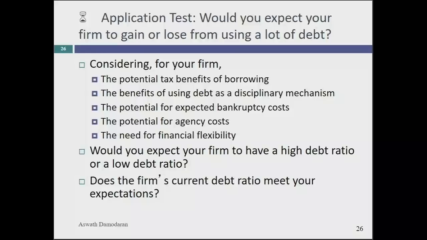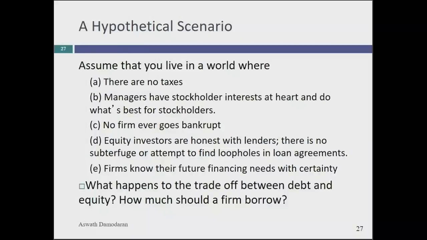But let's suppose, because if you look at the trade-off here, you can think about the factors that play out, the tax benefits, but I want you to take your company and play out the benefits and the costs, see what you come up with. And then ask yourself a Twilight Zone question. The Twilight Zone question I'm going to ask you is, let's suppose tomorrow you woke up in a world, and here's what was true. Nobody paid taxes, so this is like Italy. Managers put stockholder interests first. They do what's right. No firm ever goes bankrupt in this world.